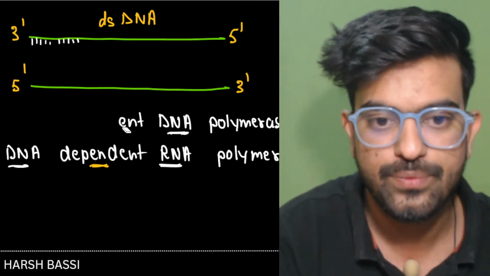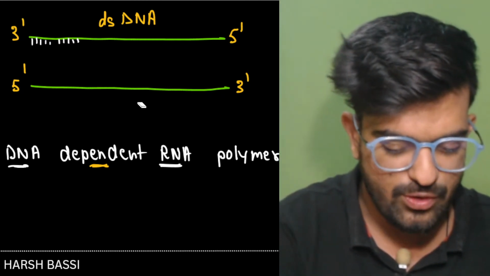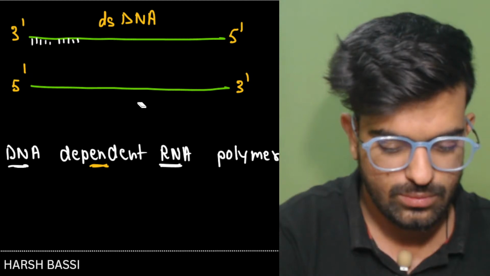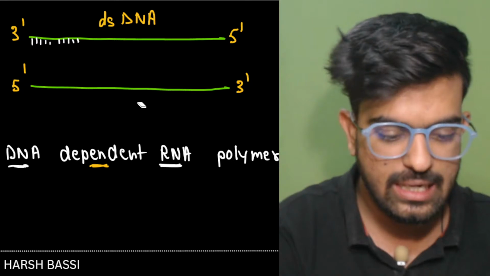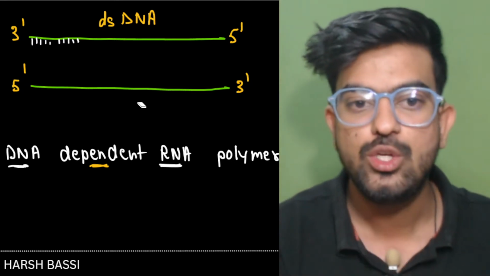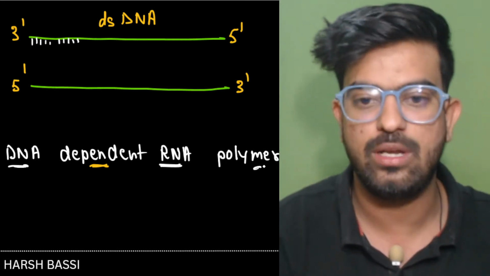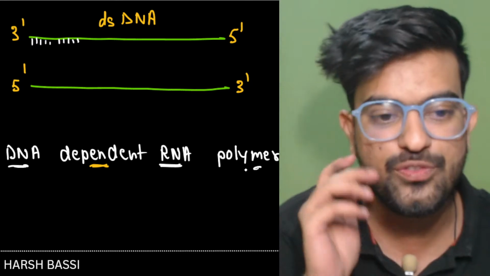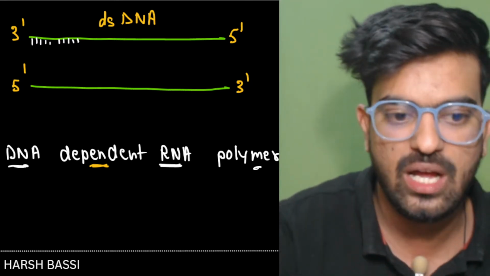Clear to everyone? Let me know in the comment section if you have any doubts, guys. No doubts? Great. So now you are clear why we are using this DNA dependent RNA polymerase. So the first enzyme we are going to use here will be DNA dependent RNA polymerase.